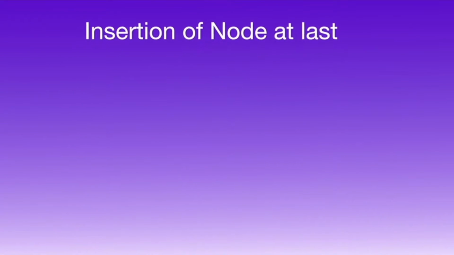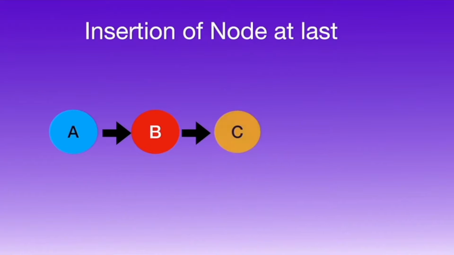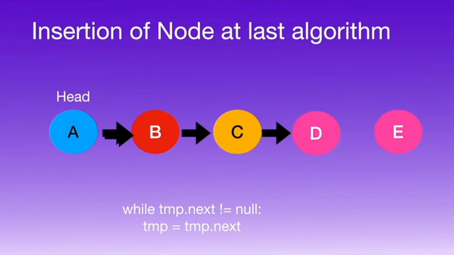So the first scenario is insertion of a node at the last. Suppose we are provided with a linked list. We have, let's say, 4 nodes A, B, C, D, and we want to insert our node E at the end of the linked list. So what should we do here in order to achieve this? Here the node with value A is the head of the linked list, and we have to insert a node E at the end of the linked list.